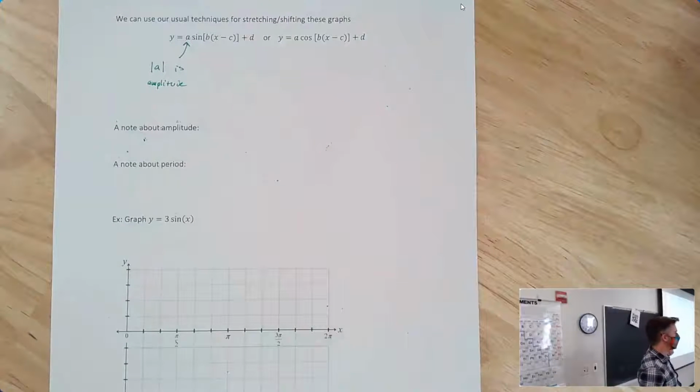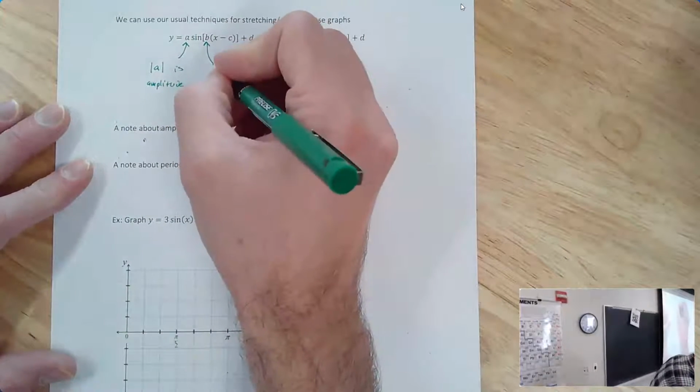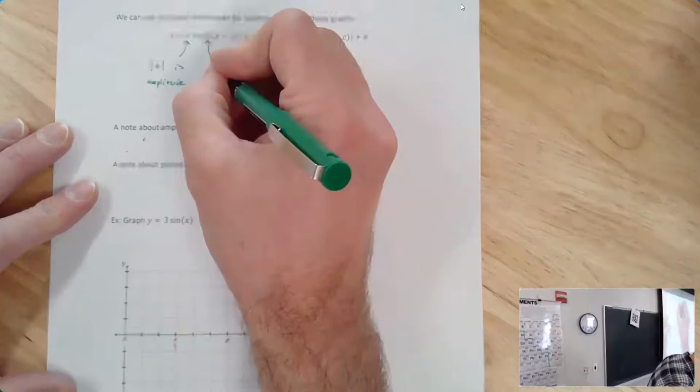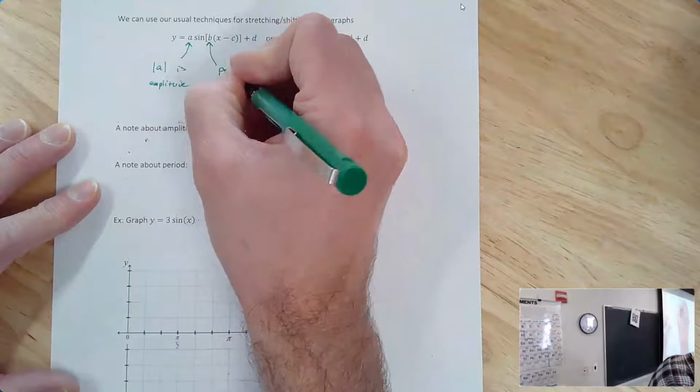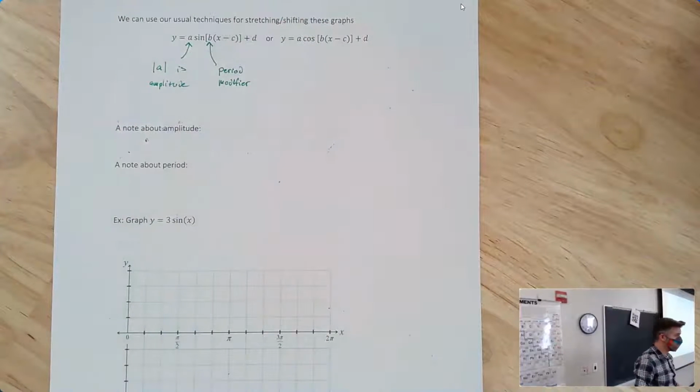If I had a negative out front, what would that do to the function? Yeah, it would flip it over the x-axis. So if you had like -2 sine of x, the amplitude would still be 2, because amplitude is always positive, but it would be the sine function flipped over. B is going to be how much we modify the period by. So it is a horizontal stretch or compression, but we really just think about it as the period modifier. Whatever is multiplying x in your sine or cosine is going to change what the period is. And we'll talk about that a little bit more when we get to an example like that.